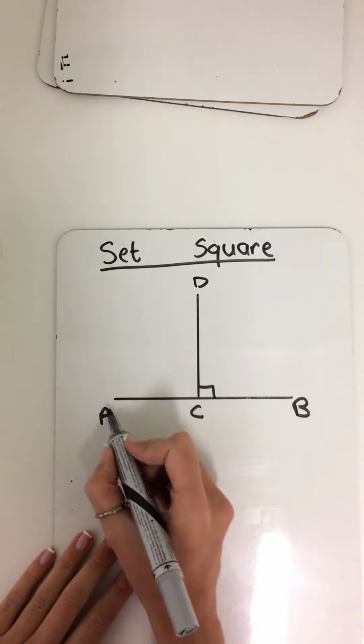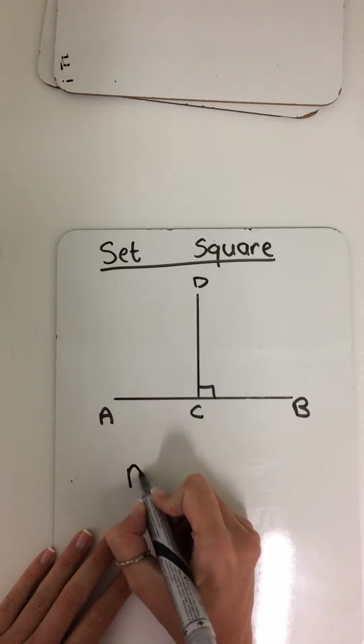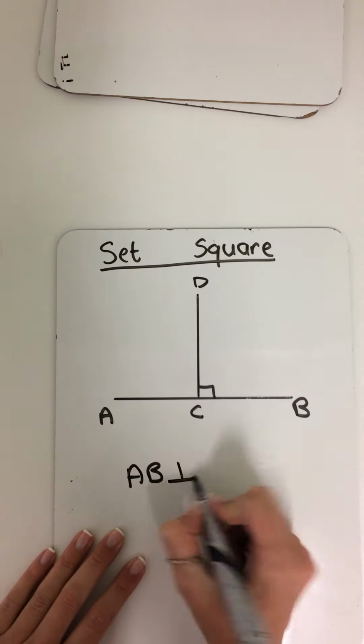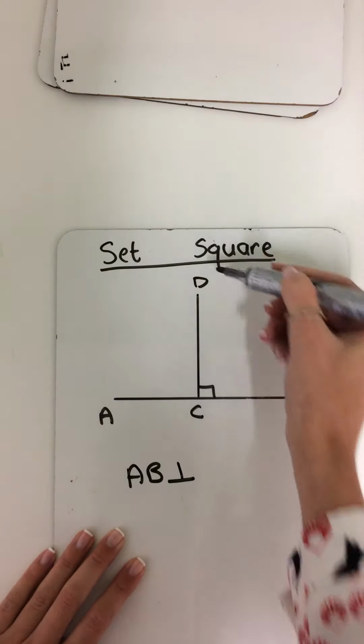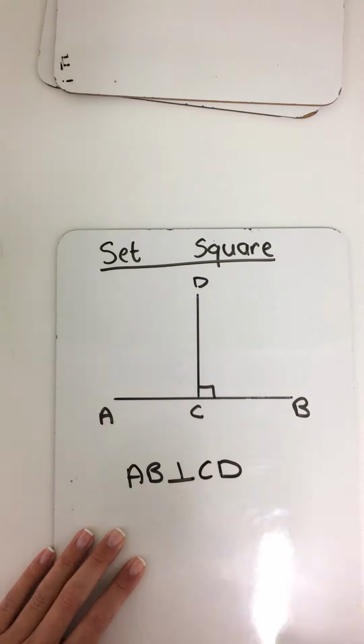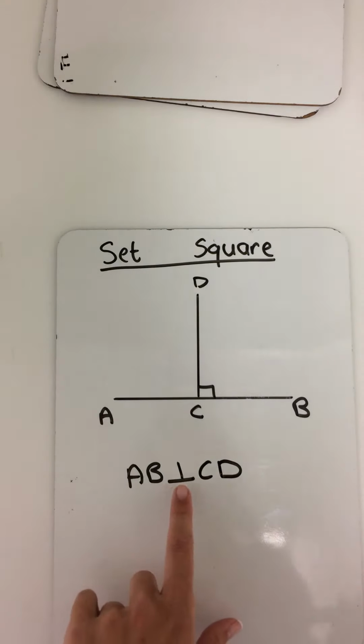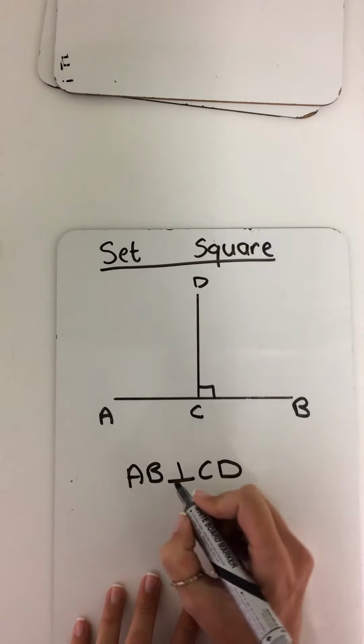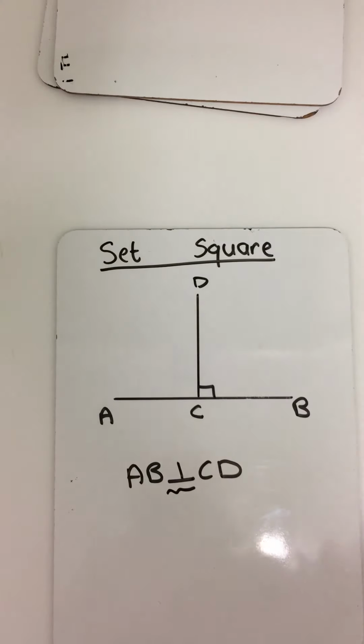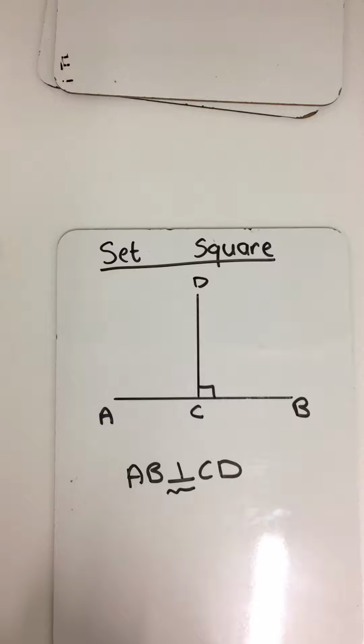So now I know line segment AB is perpendicular to line segment CD. Just like that. You have to write the answer like this using the perpendicular sign in the middle. Line AB is perpendicular to line CD.